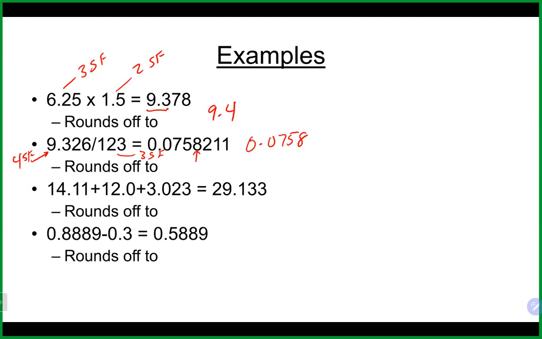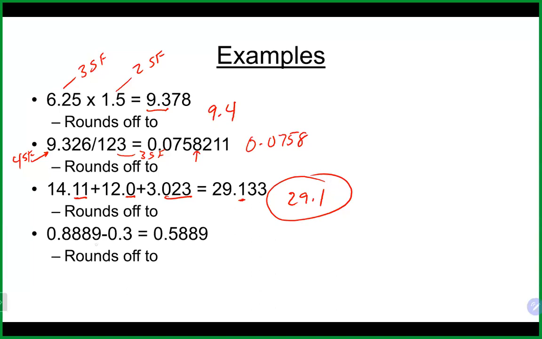Now we are adding. So once again, we're going to look at the decimal places. So that's 2 decimal places. That's 1 decimal place. That's 3 decimal places. That means we should end up here at 1 decimal place. And that's going to give us 29.1. Again, that has 1 decimal place. But again, if we were going to maybe use that in another calculation where we need sig figs, remember it has 3 significant figures. So keep that in mind.